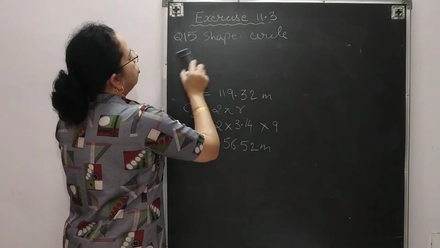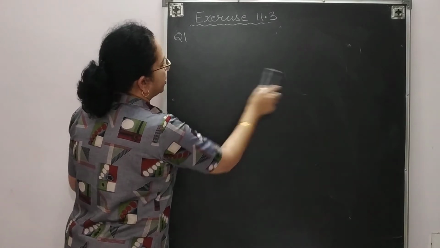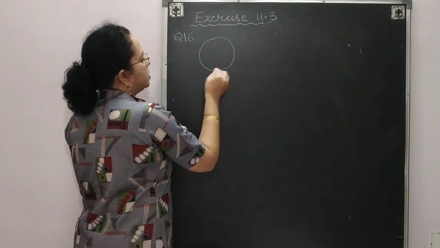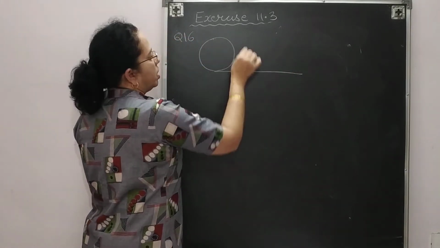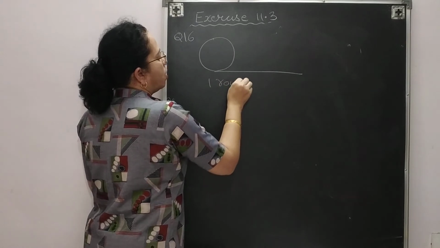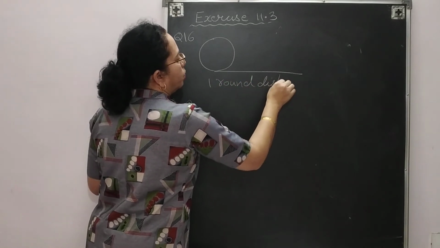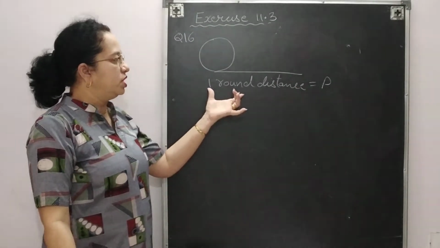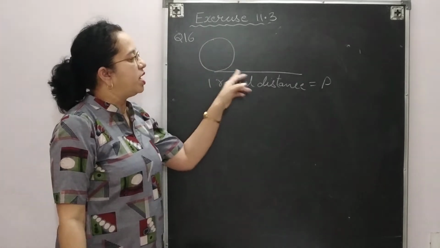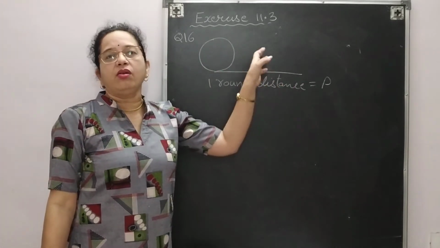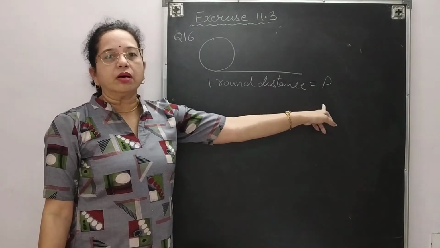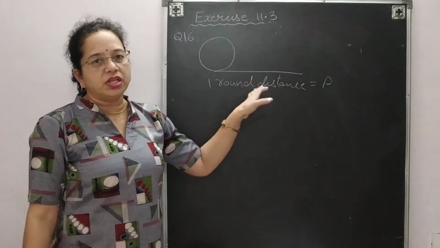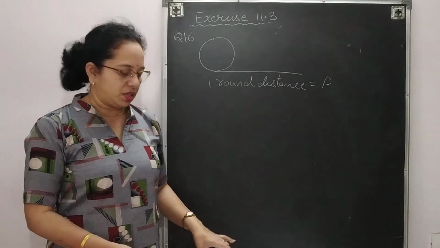Question number 16 you are supposed to do on your own. I am just explaining the basic concept for question number 16. One circular disc is given, and in one round, whatever the rotation is, the one round distance is equal to the perimeter. So we are going to use this concept: if this circulates once, whatever distance is covered in one round will be the perimeter of the circle, or you can say the circumference of the circle. By using this concept, you can solve question number 16 easily.